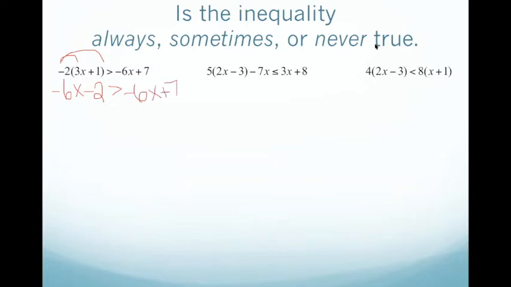If I want to collect my like terms, my x's are on opposite sides of my inequality sign. So let's add 6x to both sides. That goes to 0, that goes to 0. So what we end up with is negative 2 is greater than 7. Is negative 2 greater than 7? All negative numbers are smaller than positive numbers, so this is false.